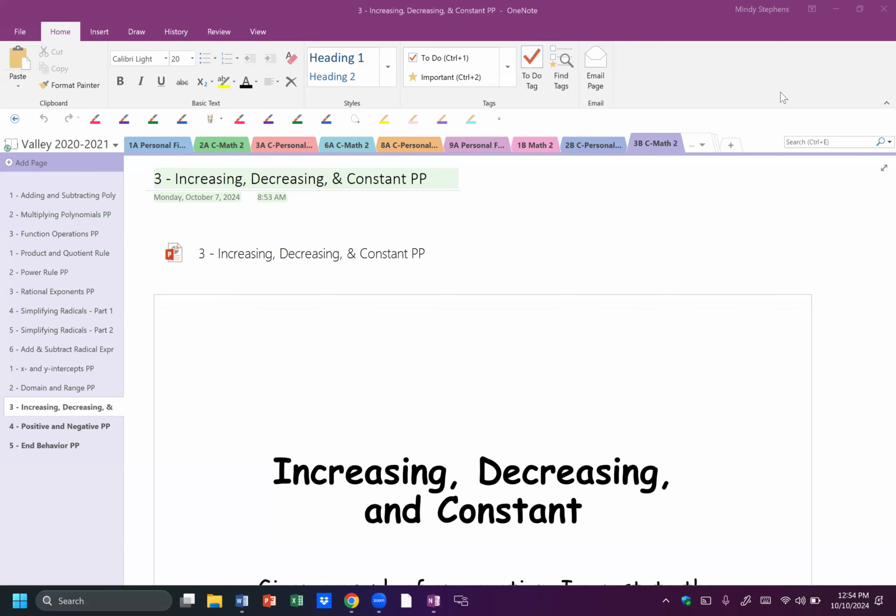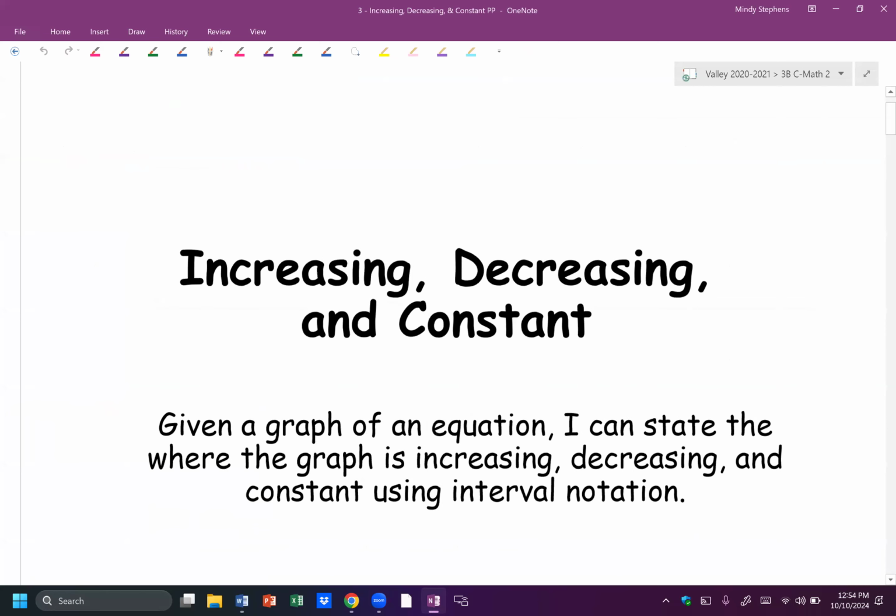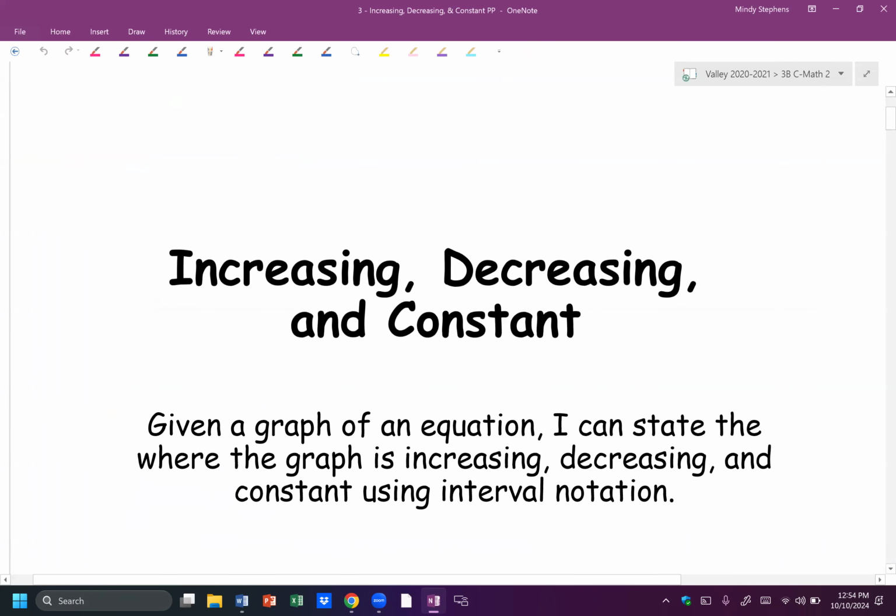All right, so we're looking at where a graph is increasing, decreasing, or constant. Before we even get to that part, we need to make sure we know what these words mean, because that will make a difference. So the word increasing, does anyone know what the word increase means? Going up. So increasing means it's going up. So what do you think decreasing means then? Going down. Anyone know what the word constant means? Just staying the same. Perfect.